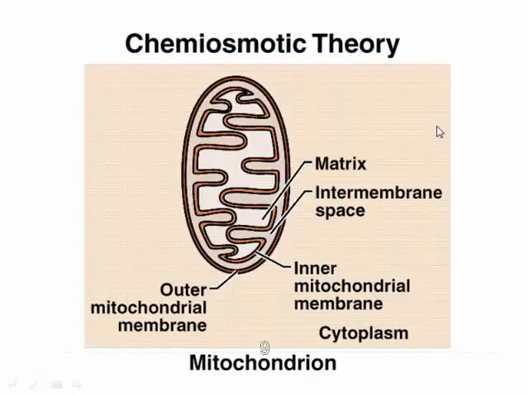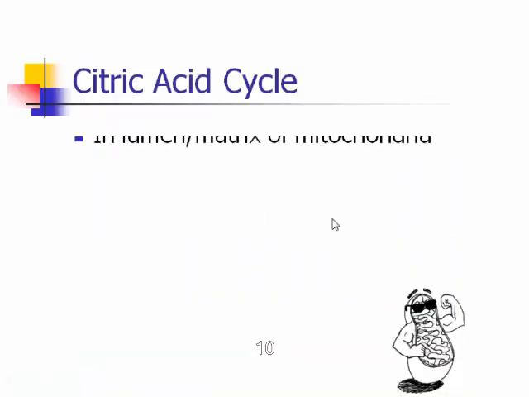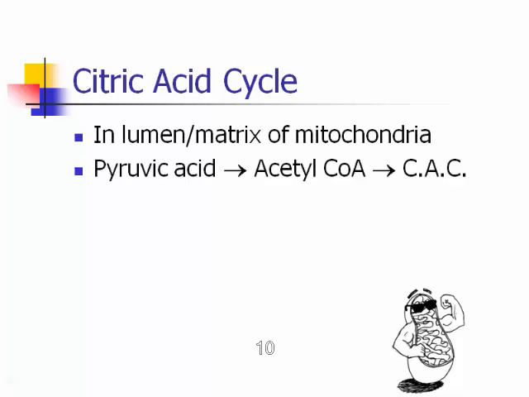Let's see what I have in my notes. Oh, first of all, the location of where this happens. Just a reminder, the mitochondria has an outer membrane, inner membrane. The inside is called the lumen or the matrix. That's where this is happening. Okay, so it's in the lumen or the matrix of the mitochondria. The pyruvic acid becomes acetyl coenzyme A, which then goes into the citric acid cycle. 8 steps. You don't have to memorize the steps, just know there are 8.